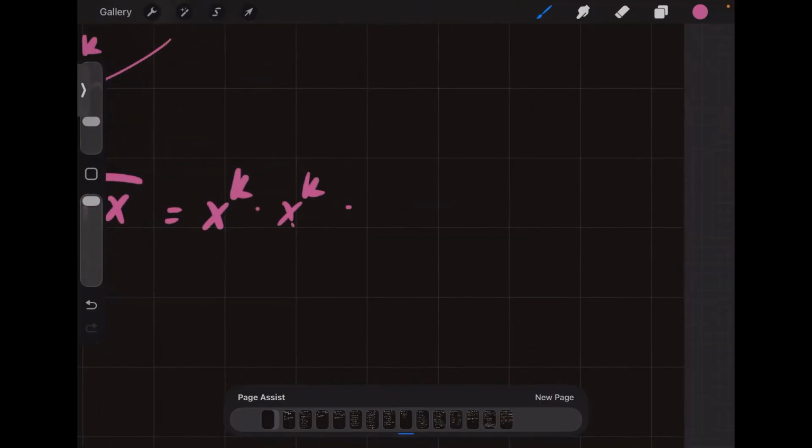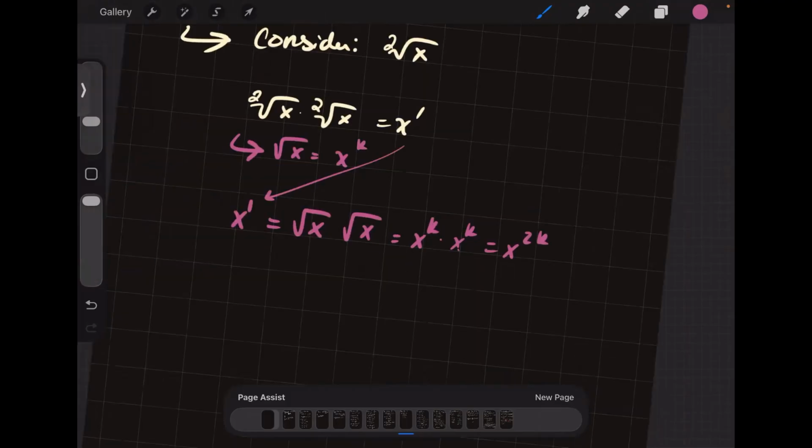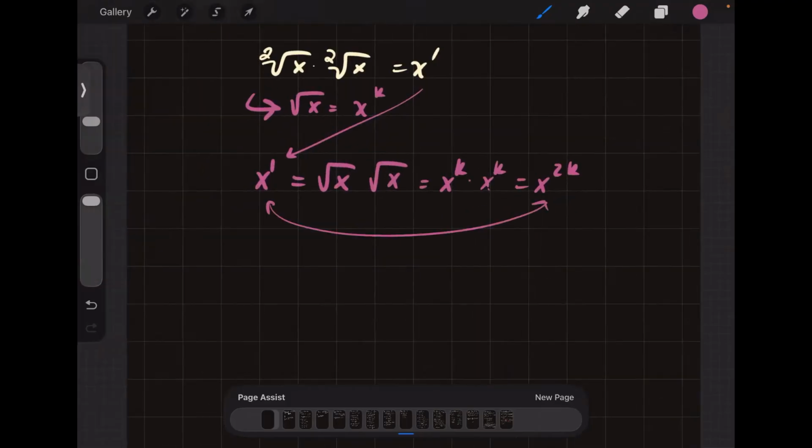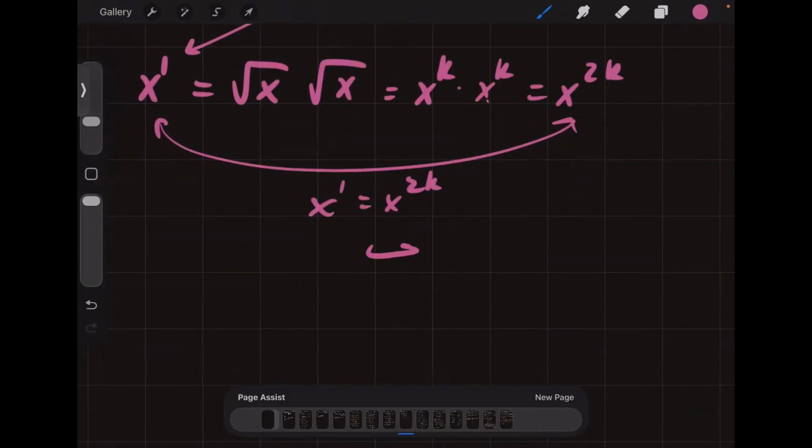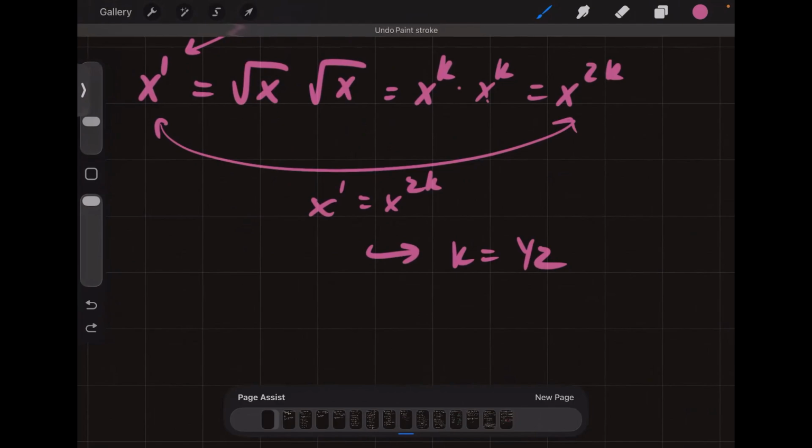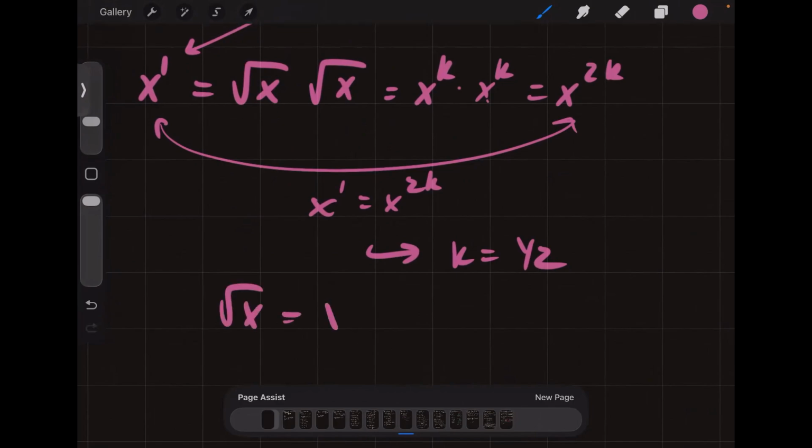We know what that is. That's x to the 2k, right? So that means these two pieces have to be equal. x to the first is equal to x to the 2k. k must equal 1/2 or else these two can't be equal. Therefore, root x is equal to x to the 1/2.